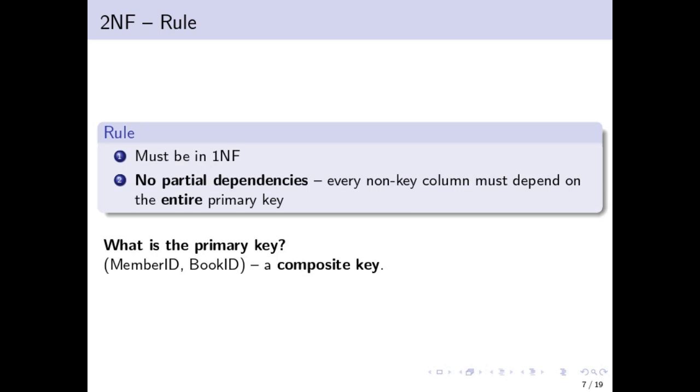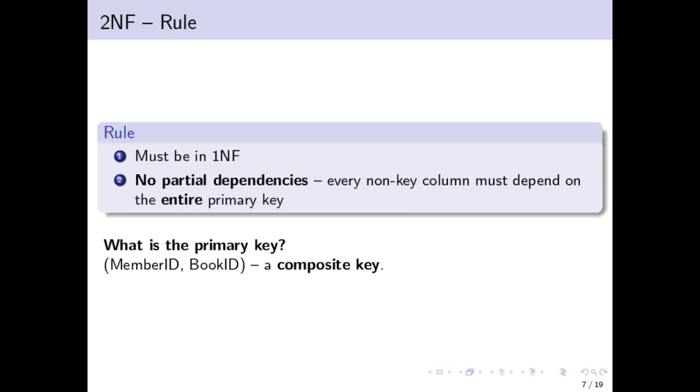The second one is nothing but the second normal form. There are 2 conditions to this. First one, it must be in first normal form. Yes, obviously, after doing the first normal form only we can move on to the second normal form. And the second important criterion is no partial dependency.